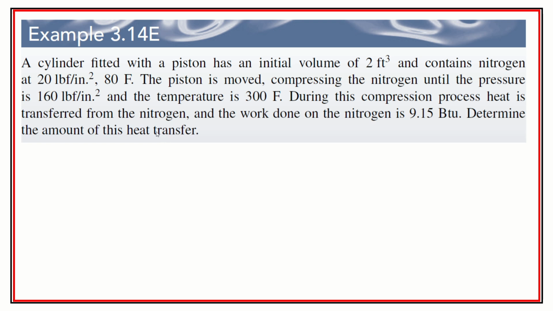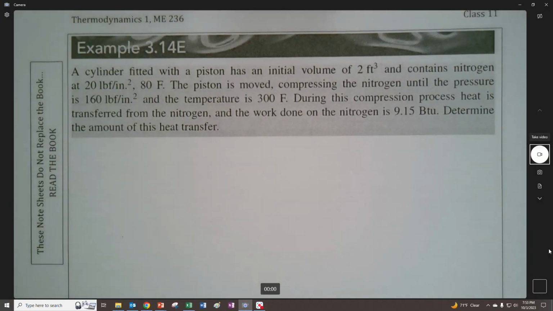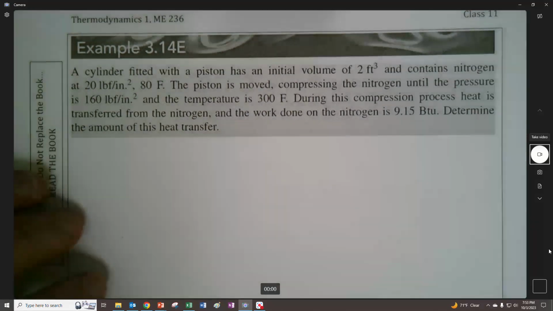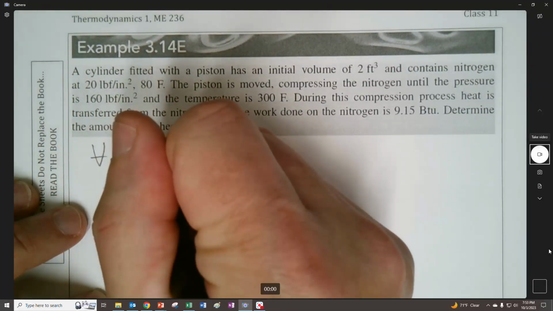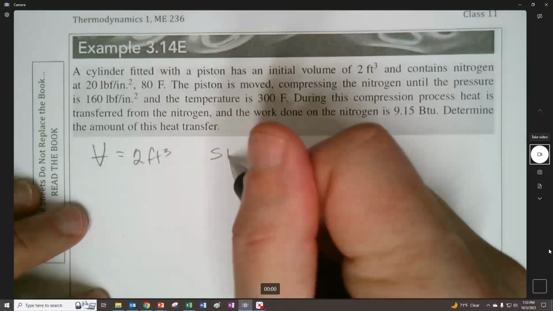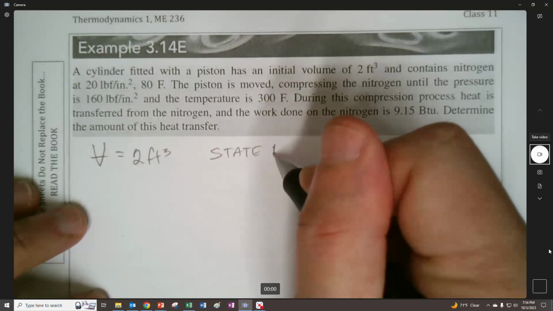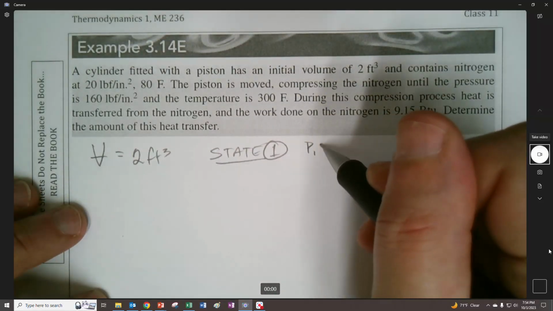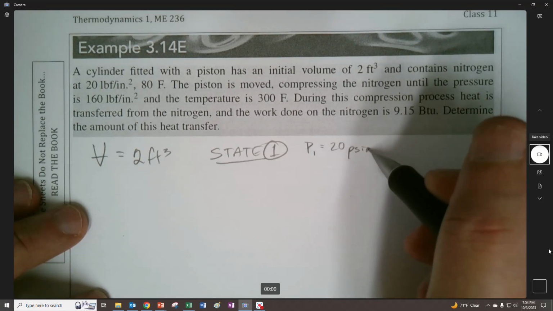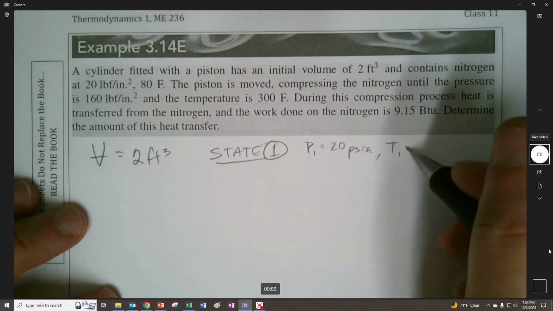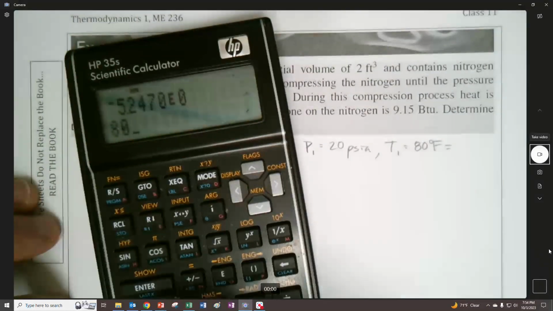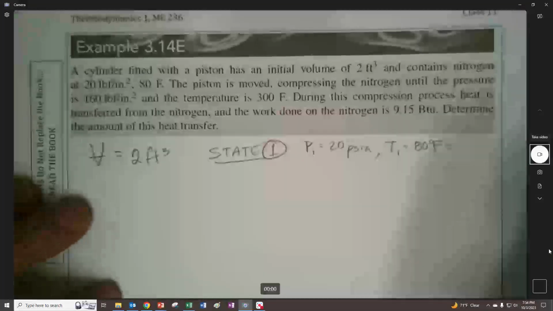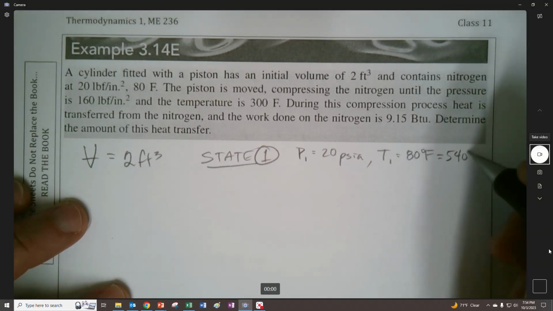So we have to try to figure out what these values are going to be. This is the same problem as before, but with US units. So we'll go for our initial volume. It's going to be 2 cubic feet. And state 1, what we know about it, is the pressure is 20 psia, and the temperature is 80 degrees Fahrenheit, which, by the way, is 80 plus 460, boom, 540 degrees Rankine.